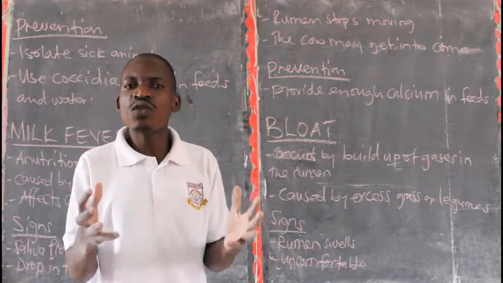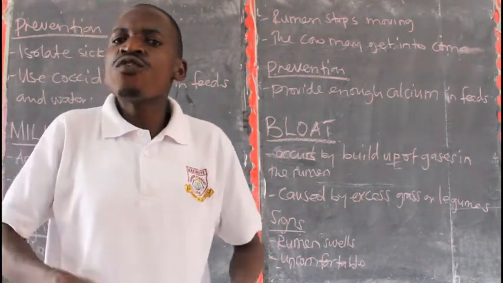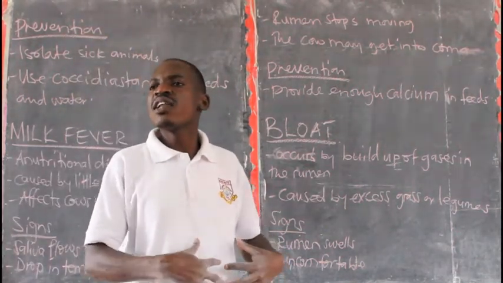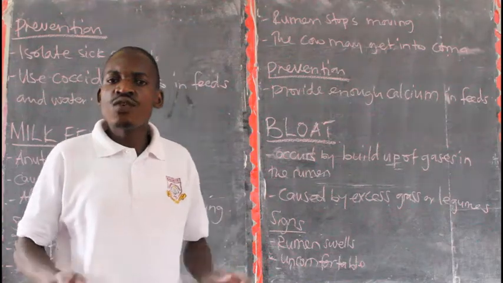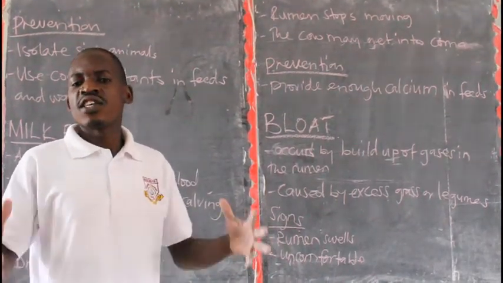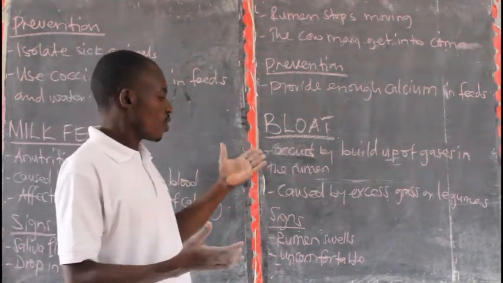Even in human beings, when you eat a lot of food and it fails to be digested, you begin feeling the stomach is full. When you bang it, it's like a jackfruit. Then at the end, there's a lot of accumulation of gases and you keep on passing gas. So in animals, that's what we call bloat.